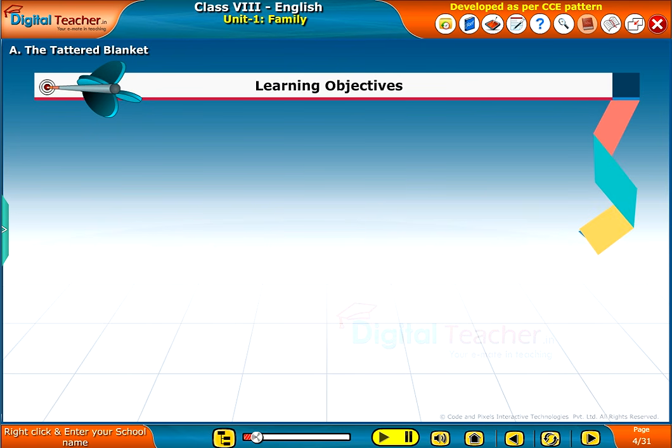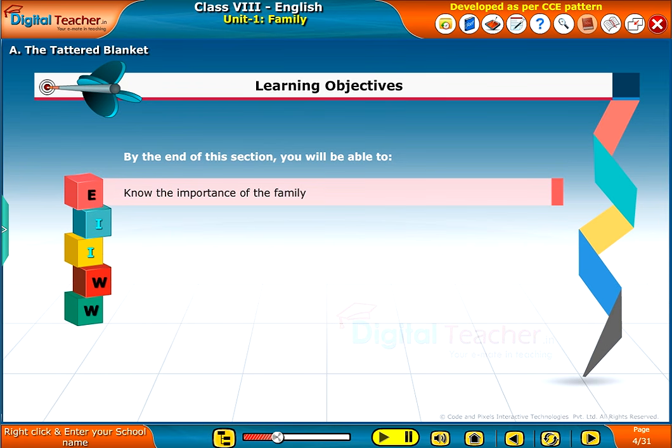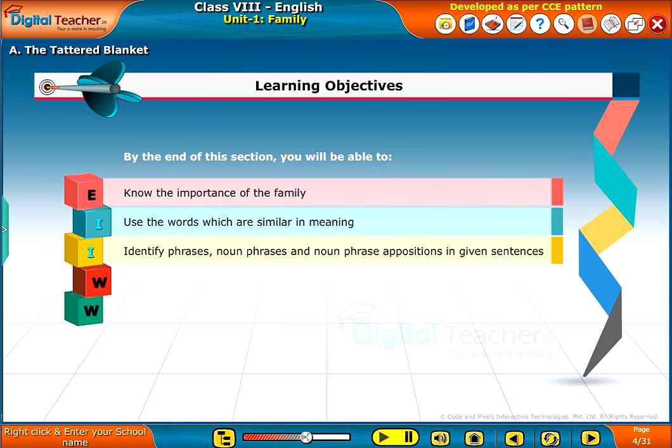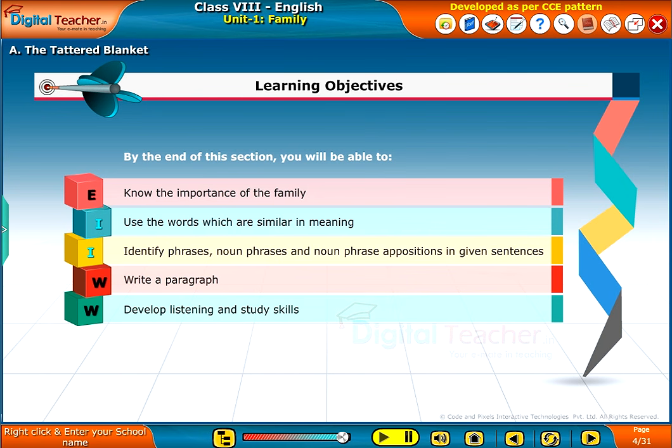Learning objectives. By the end of this section, you will be able to know the importance of the family. Use the words which are similar in meaning. Identify phrases, noun phrases, and noun phrase oppositions in given sentences. Write a paragraph. Develop listening and study skills.